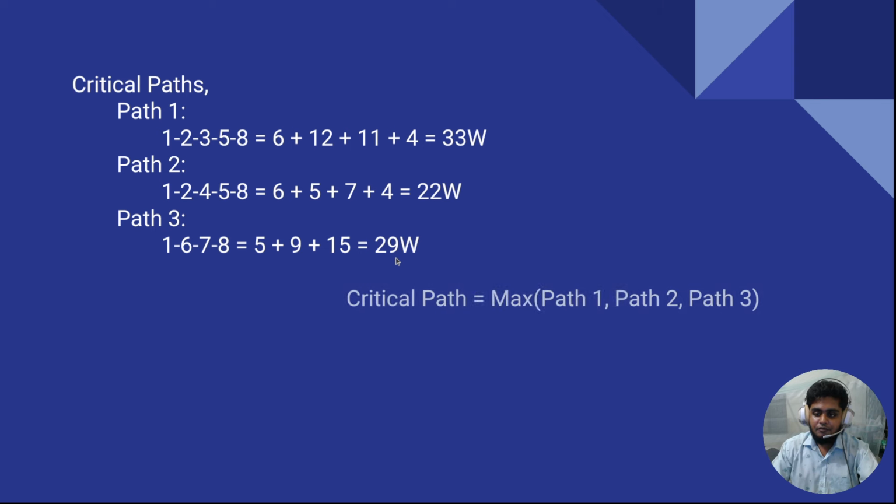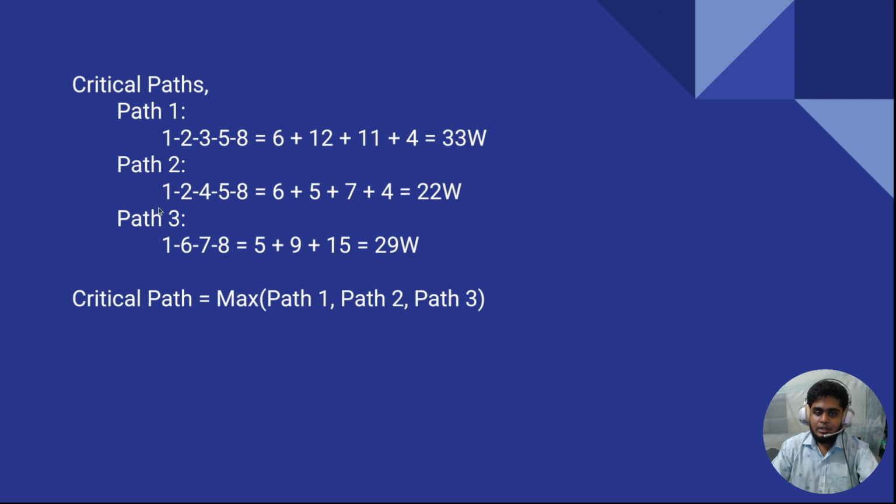Okay, after that, how can you calculate the critical path? You have to take the maximum of all those values. So I have to take the maximum of path 1, path 2 and path 3. So 33, 22 and 29, the maximum is 33. So this is the critical path. The critical path answer is 33 weeks.